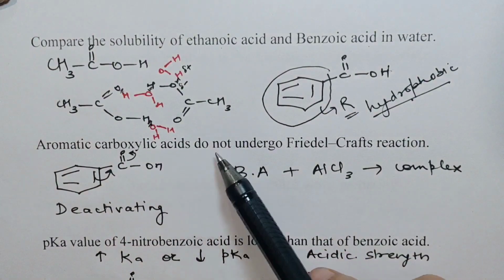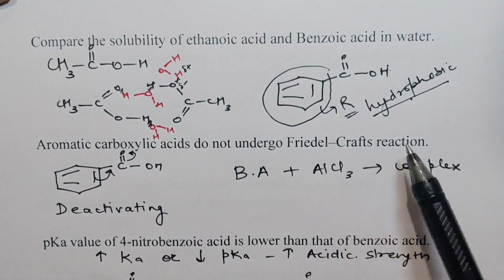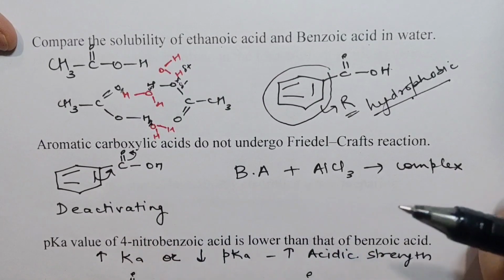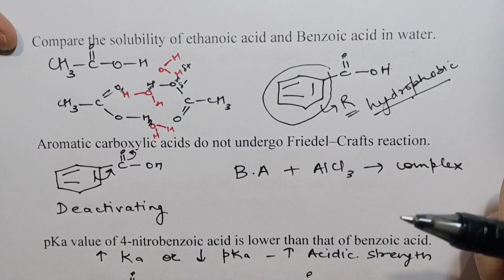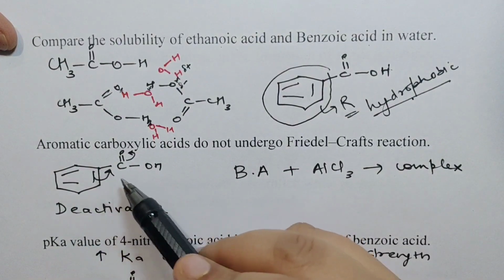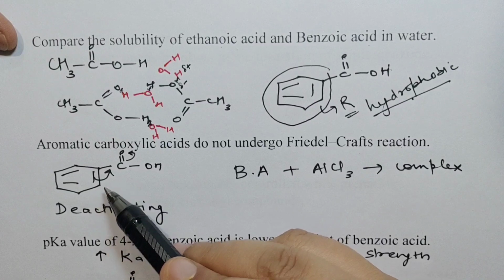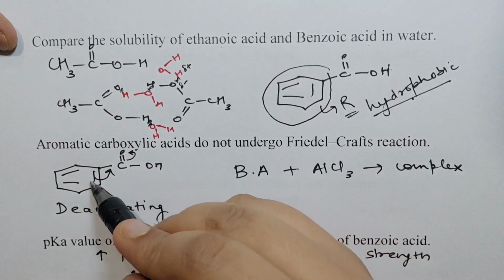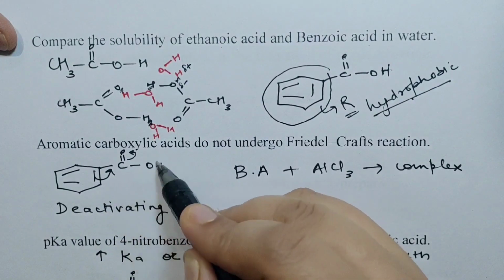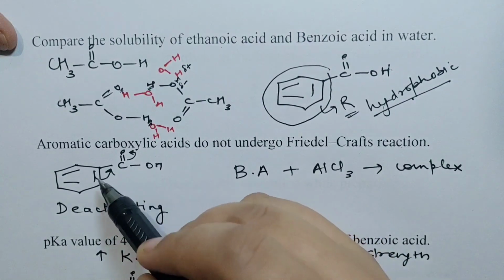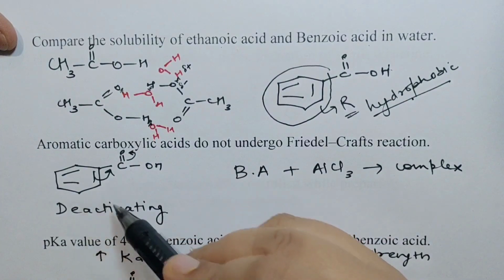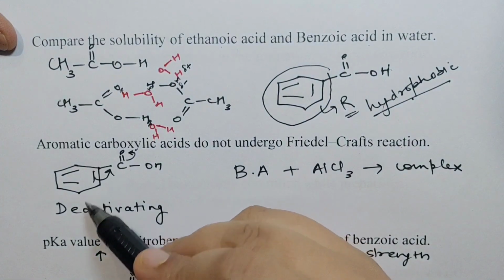Aromatic carboxylic acid do not undergo Friedel-Crafts reaction. So this is carboxylic acid. The first reason why it doesn't undergo Friedel-Crafts reaction is that it's deactivating. Friedel-Crafts reaction is electrophilic substitution, right? That means an electrophile would get substituted over the benzene ring. But this carboxylic acid group pulls the electron density from the benzene ring, making it less electron dense. Therefore, the electrophile would not be as much attracted to it.